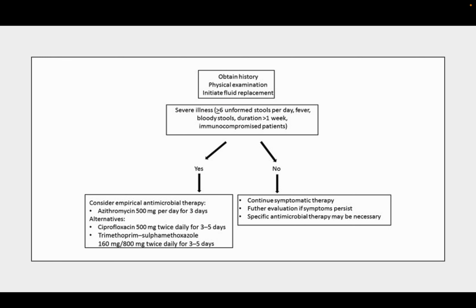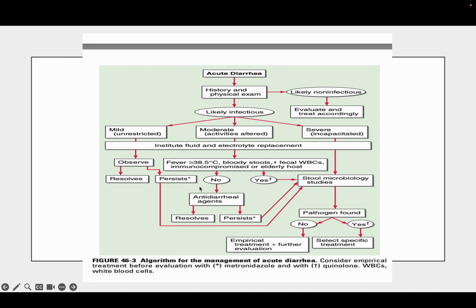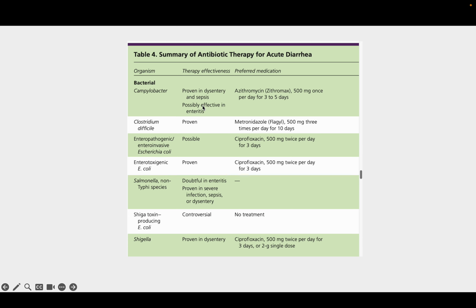So always remember this slide very importantly. Any fever, bloody stools, fecal WBC, immunocompromised, elderly host, you need to give stool culture and start them on empirical antibiotic. If the patient doesn't have any of this, you can start antidiarrheal drugs, because most of them are non-inflammatory. So for Campylobacter jejuni, if the patient has dysentery, bloody diarrhea and sepsis, then you can try azithromycin as the first line of drug.